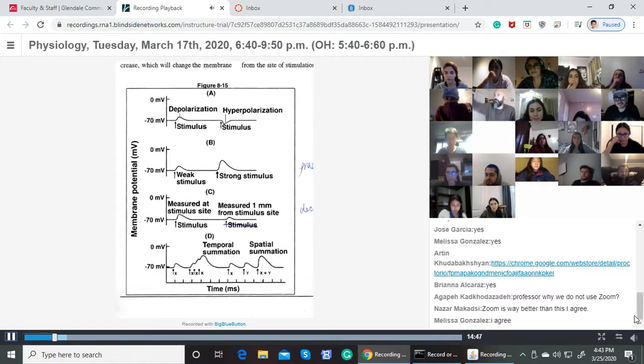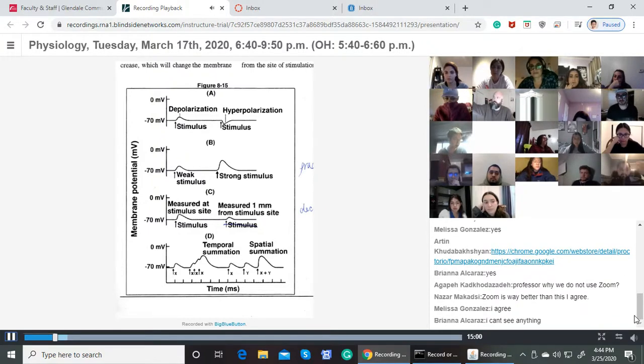Now, as you can see on the screen, this is the graded membrane potential. So what is graded? We learned about resting membrane potential. Now we learn about the graded membrane potential. Theoretically, you have already watched the video.